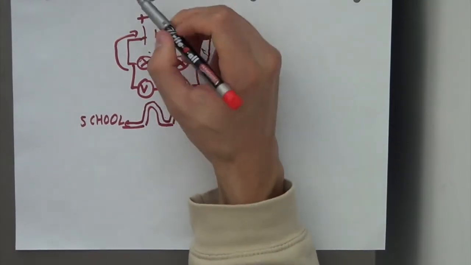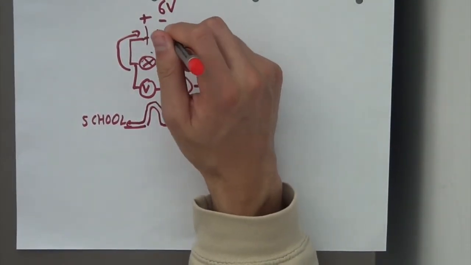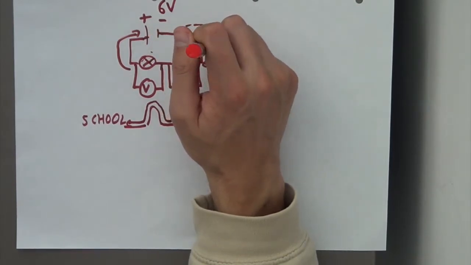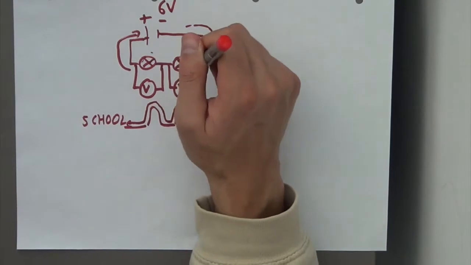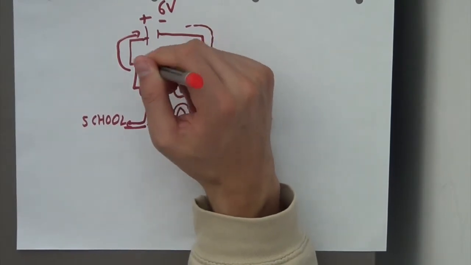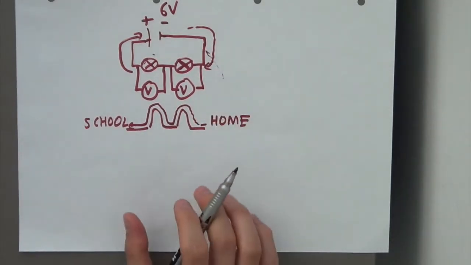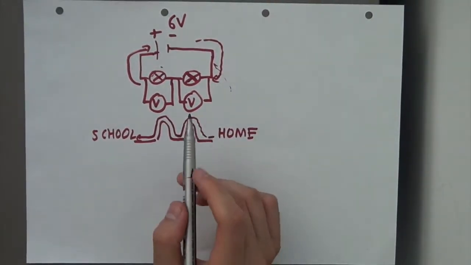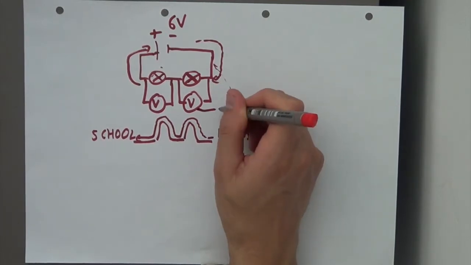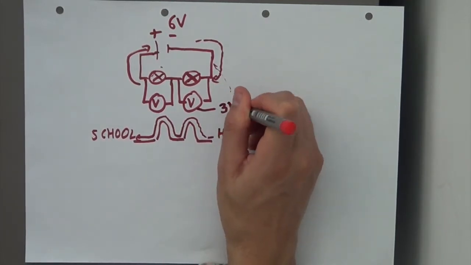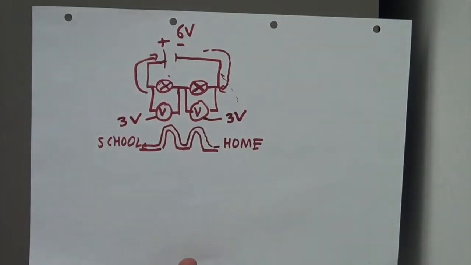Let's say this was a 6 volt battery. The electrons carry 6 volts as they travel around. It knows there are 2 mountains, or 2 bulbs, and it has to pass those 6 volts onto both bulbs before it reaches the other end of the battery. And how does it do that? Well, it does that equally, so that this voltmeter reads 3 volts and this voltmeter reads 3 volts.